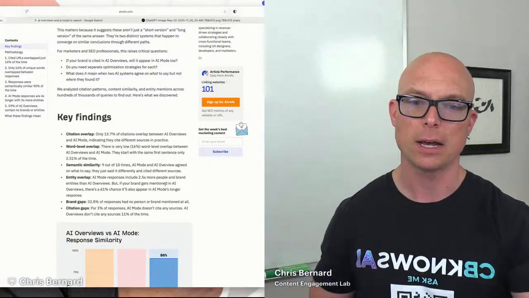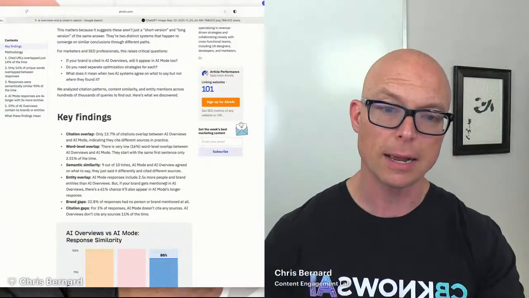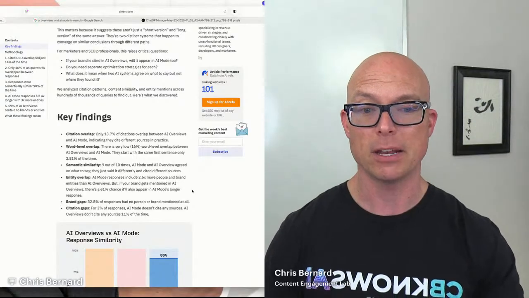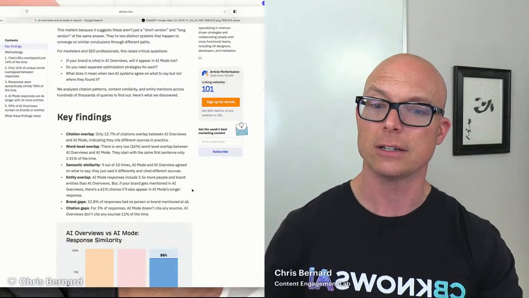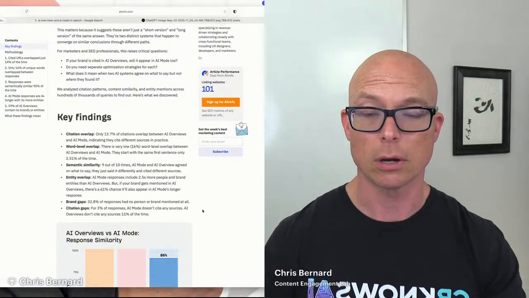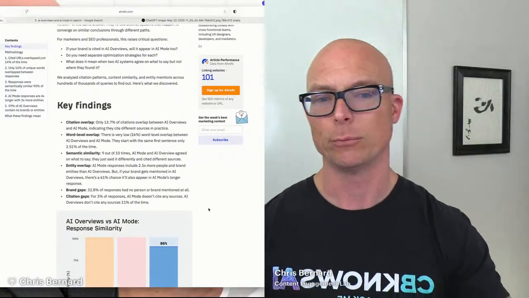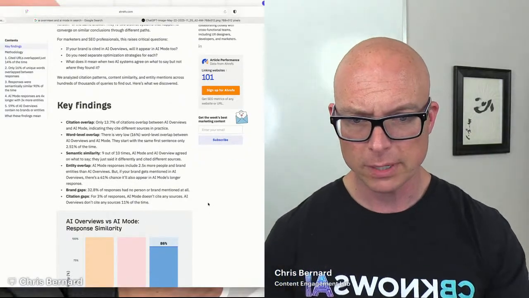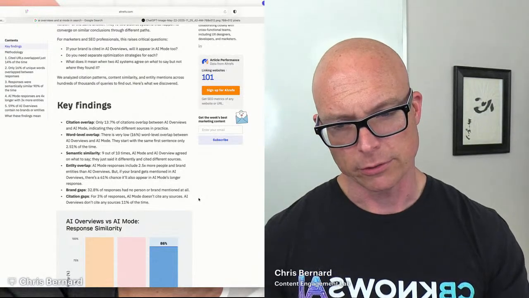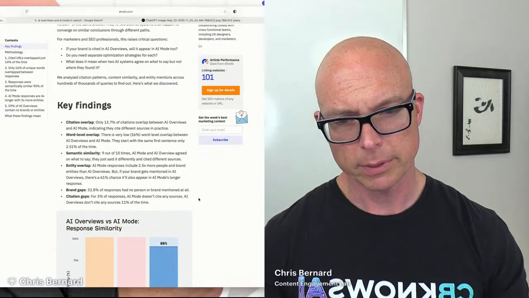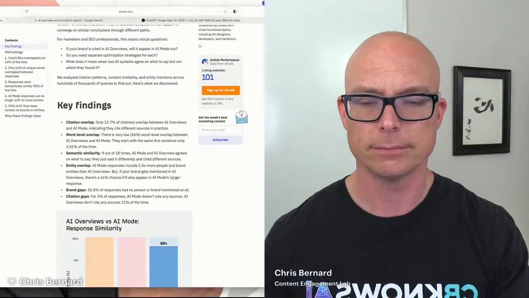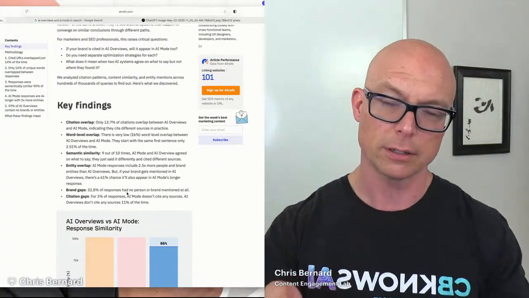AI mode responses include 2.5 times more people and brand entities than AI overviews. But if your brand gets mentioned in AI overviews, there's a 61% chance it'll also appear in AI mode. AI mode's longer responses. What to do with that? Is there a big takeaway there? Probably not too much. Brand gets mentioned in AI overviews, 61% chance to appear. The whole concept. Let's shed a little bit of light on that.